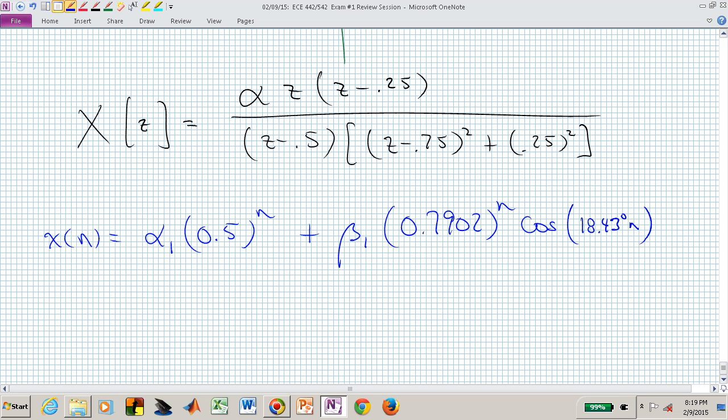Is that clear? But is that all there is? What did we talk about before with cosines and sines? We don't know exactly if it's going to be all cosine, do we? We could have some sine, or it could be a phase-shifted cosine, so you need to include the sine term. And you would say, oh, plus beta 2, 0.7902 to the n sine of 18.43 degrees n. And that's the structure of the response just due to a pole zero diagram.